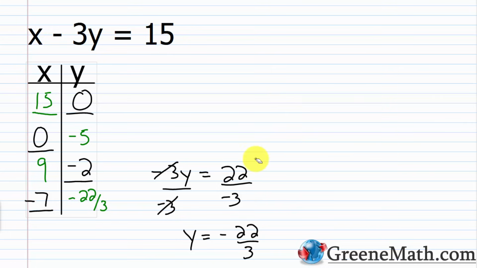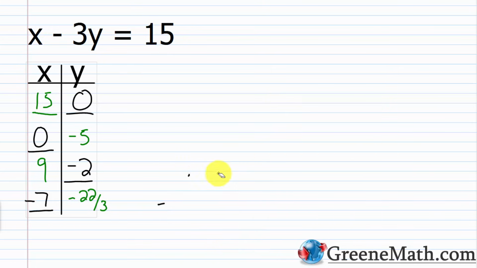And again, that's another ordered pair that's a solution to our equation. Let's just write that real quick. It would be negative 7, comma, negative 22 thirds.